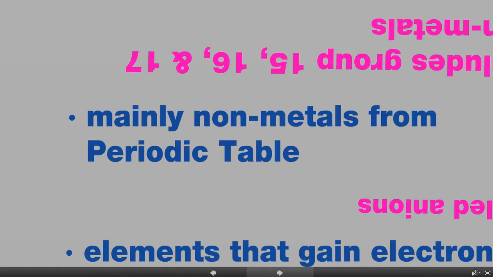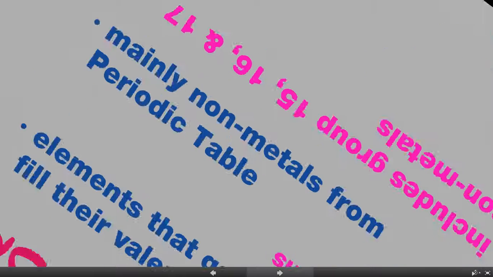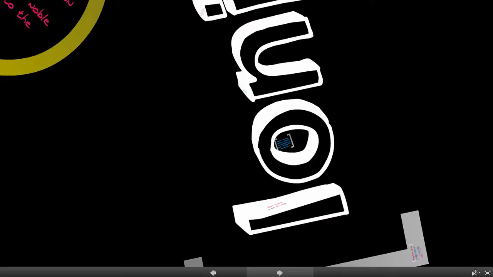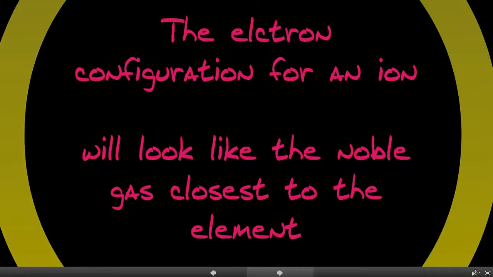Negative ions are mainly nonmetals from the periodic table. Those groups or columns from the periodic table include group 15, 16, and 17. So column 15, 16, and 17. Now, we're not going to go into the specific electron configuration and how to figure that out. We skipped that chapter just to move on, but you should know that the way the electrons are configured for an ion will look like the noble gas closest to it.